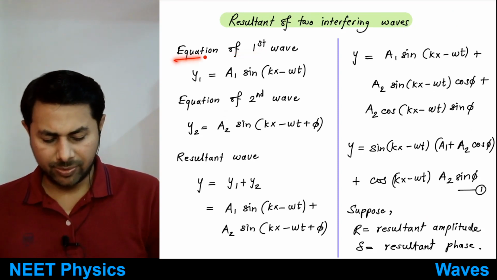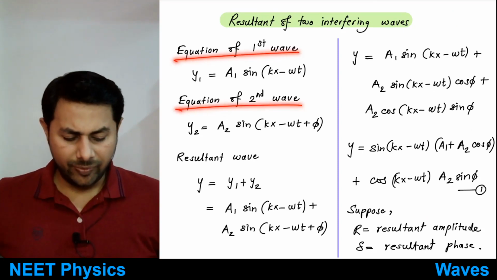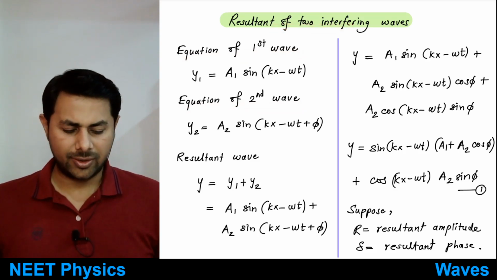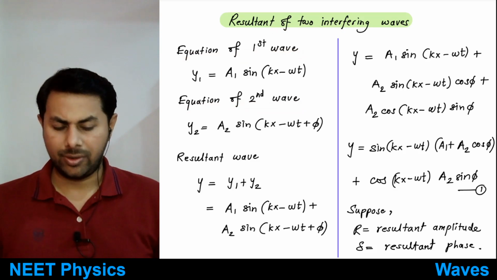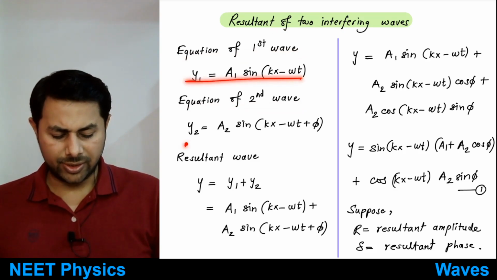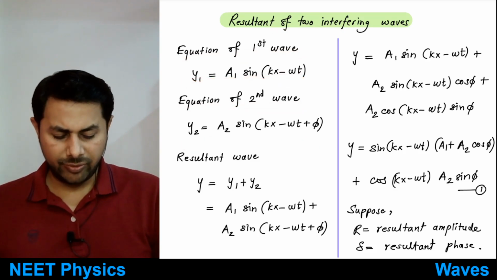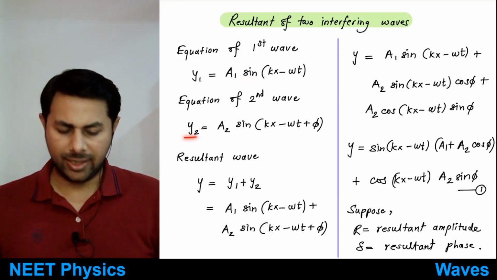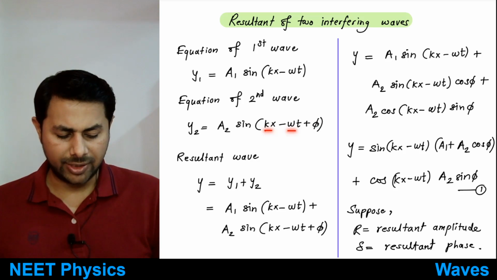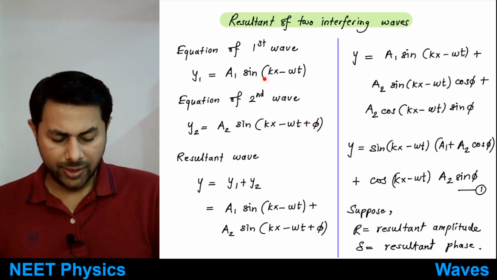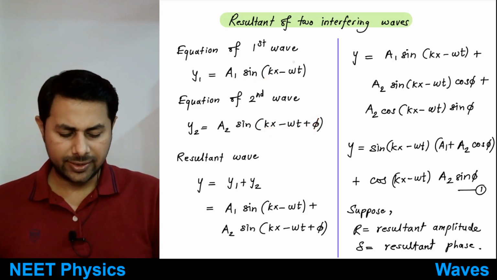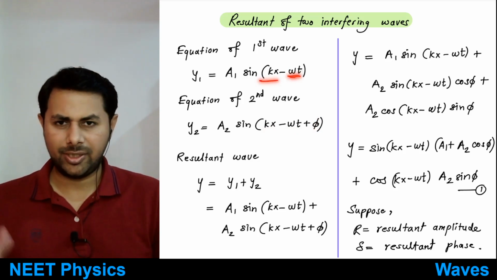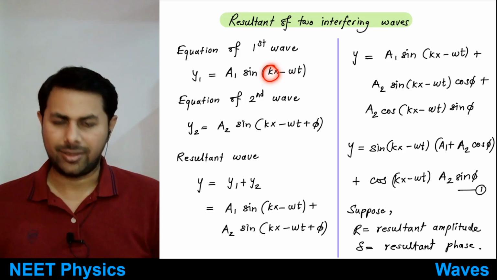After that, see, you add these two waves. This is the equation of the first wave, this is the equation of the second wave. So what would be the equation of the resultant wave? The first wave is a1 sine of kx minus omega t, the second wave is a2 sine of kx minus omega t plus phi. Here we are taking a simpler case in which the wavelength and frequency of these two waves are equal.